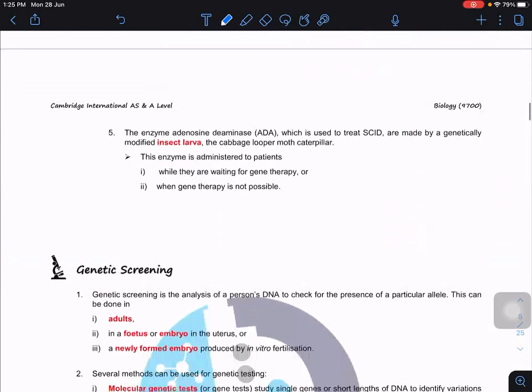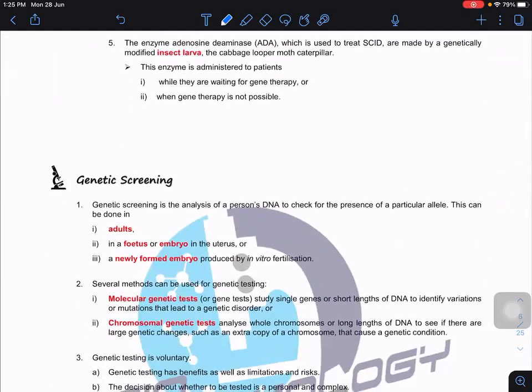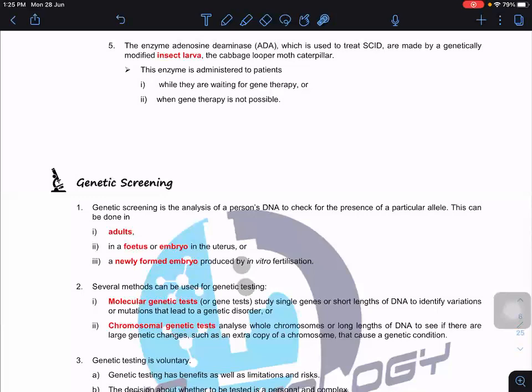So, in this case of lack of enzyme, we give them the enzyme. This enzyme can be synthesized using recombinant DNA technology. With this technology, we can use genetically modified insect larvae, for example the cabbage looper moth caterpillar. So the question here is, why? You don't need to answer very specifically. Basically, they are eukaryotic cells, and they can help us fold the ADA into a precise three-dimensional shape, better compared with E. coli.